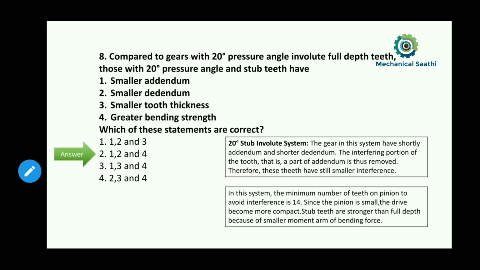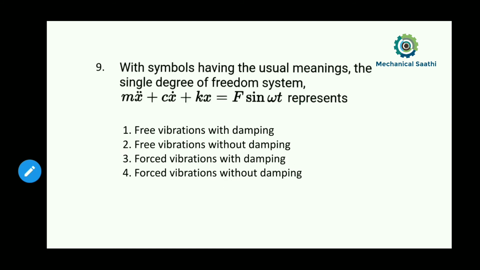Okay, so I think you got some idea about this. So let us move towards the next question, that is question number 9. So let us read it. With symbols having usual meanings, the single degree of freedom system, this equation is given: m x double dot, that is mass into acceleration, plus c x dot plus kx is equal to F sin omega t, represents what?